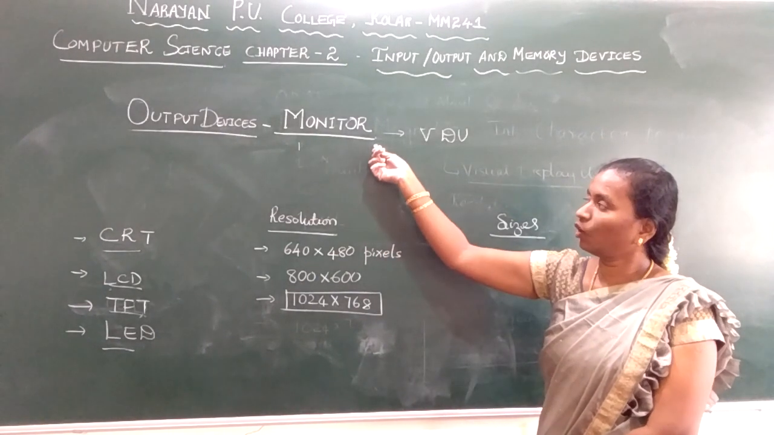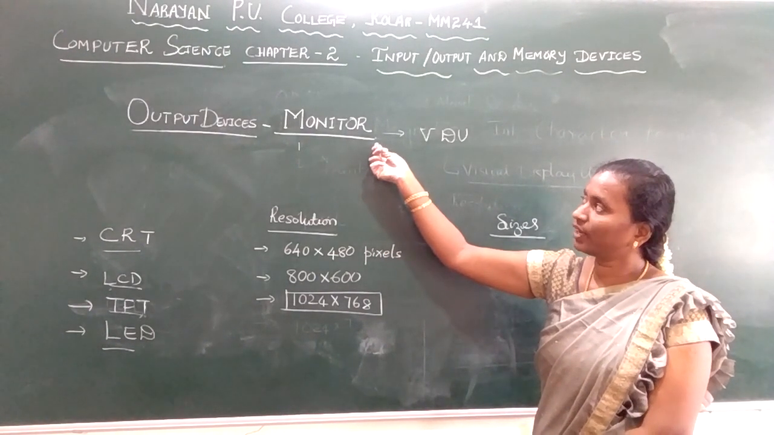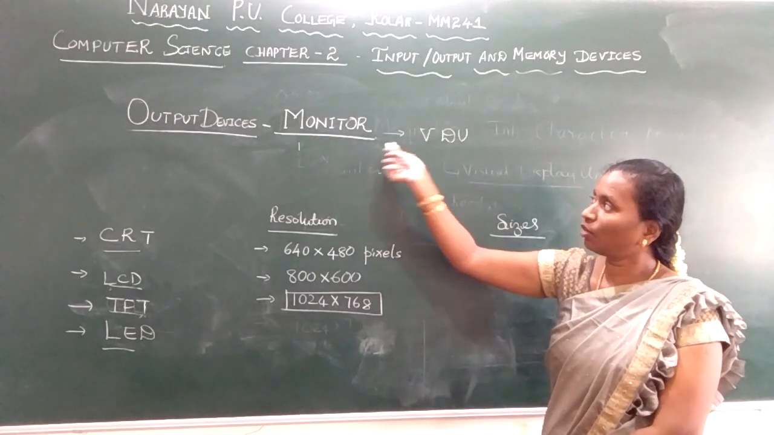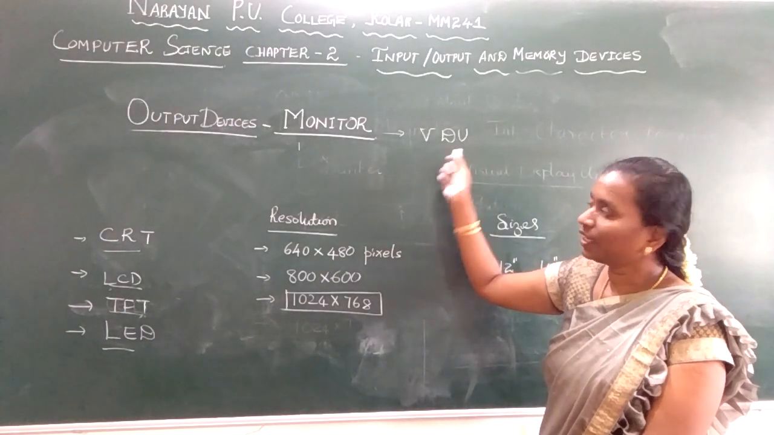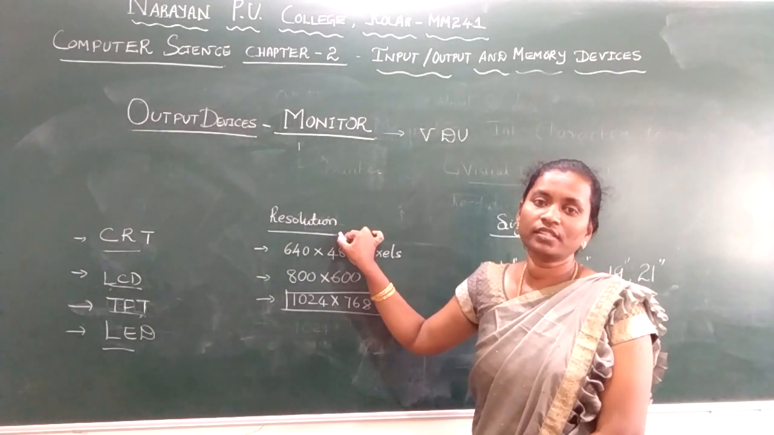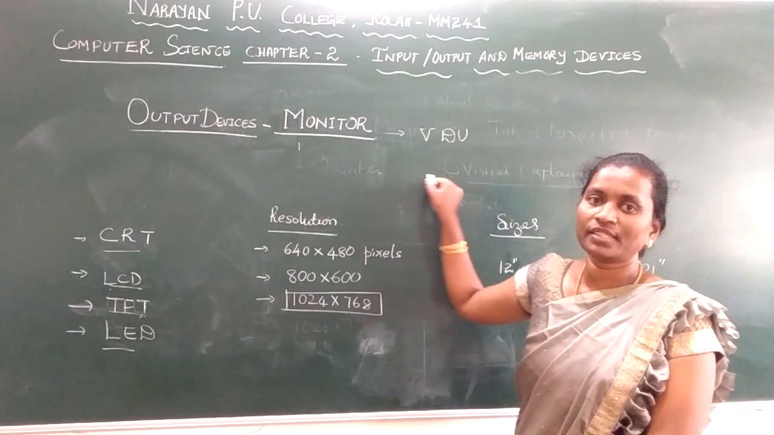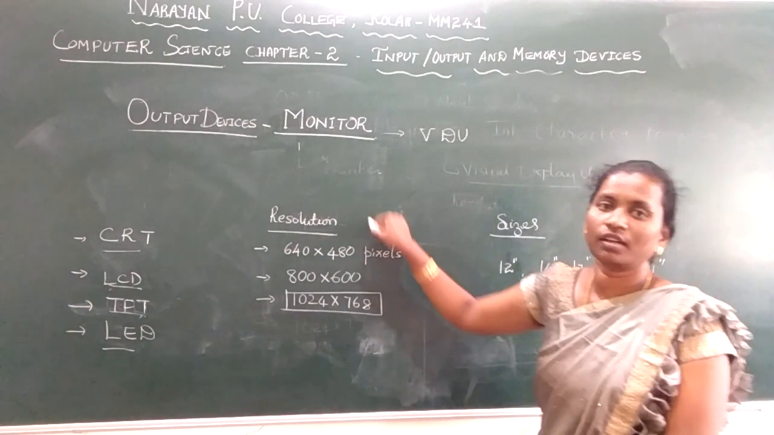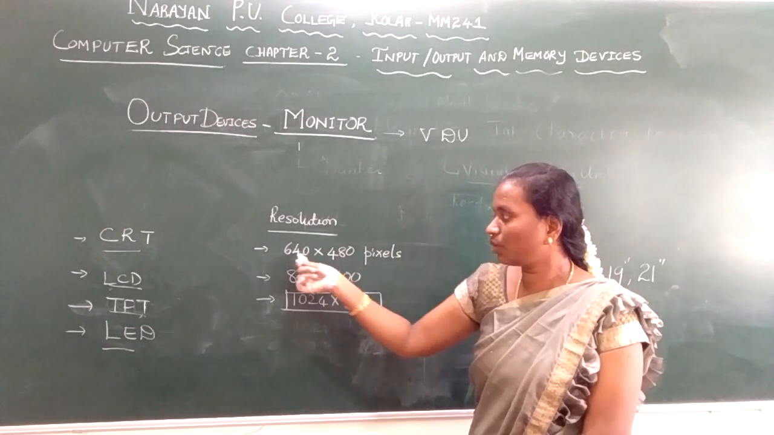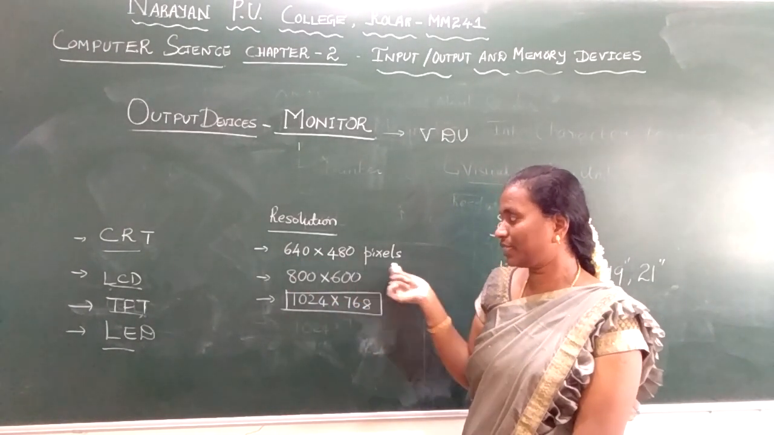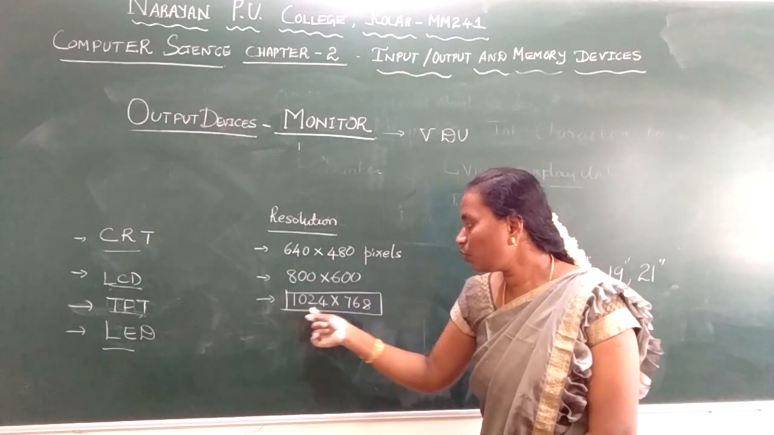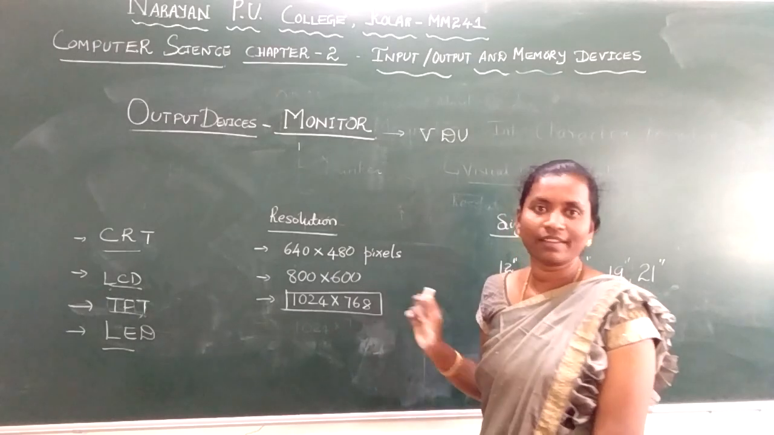I discussed the widely used output device. I told you it's the monitor. The monitor is also called a visual display unit. I spoke about aspect ratio as well as resolution. The number of pixels present vertically and horizontally inside the screen, we call the resolution. I have given you certain examples: 640 into 480 pixel resolution, 800 into 600 pixel resolution, 1024 into 768 pixel resolution.